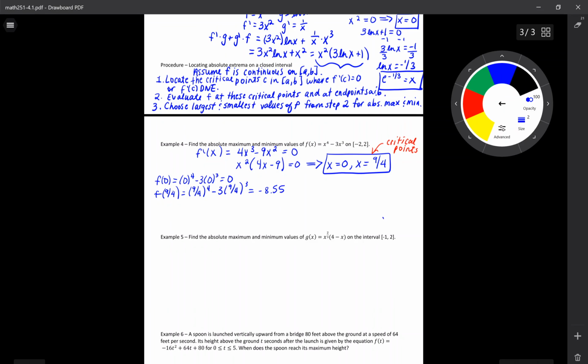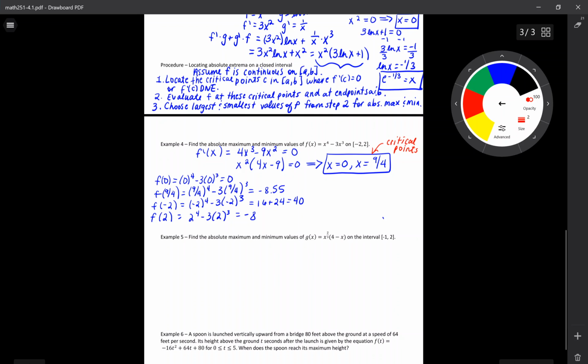And now I need to see what's going on at my endpoints, just in case. So f at my first endpoint, negative 2, is equal to negative 2 to the power of 4 minus 3 times negative 2 cubed. This is 16 plus 24, or 40. And f of our other endpoint of 2 is 2 to the power of 4 minus 3 times 2 cubed, which is negative 8.